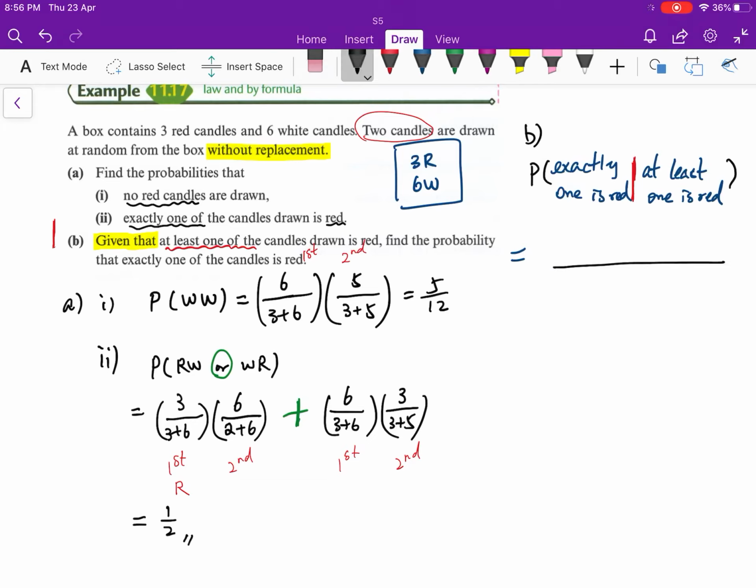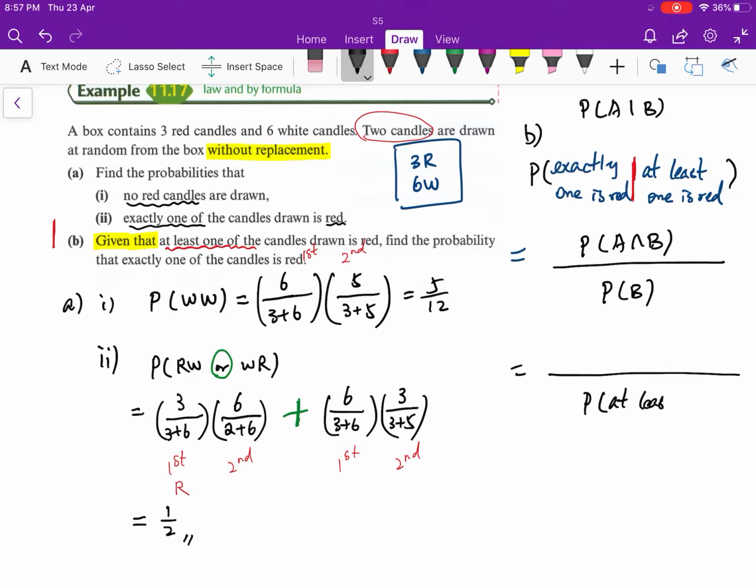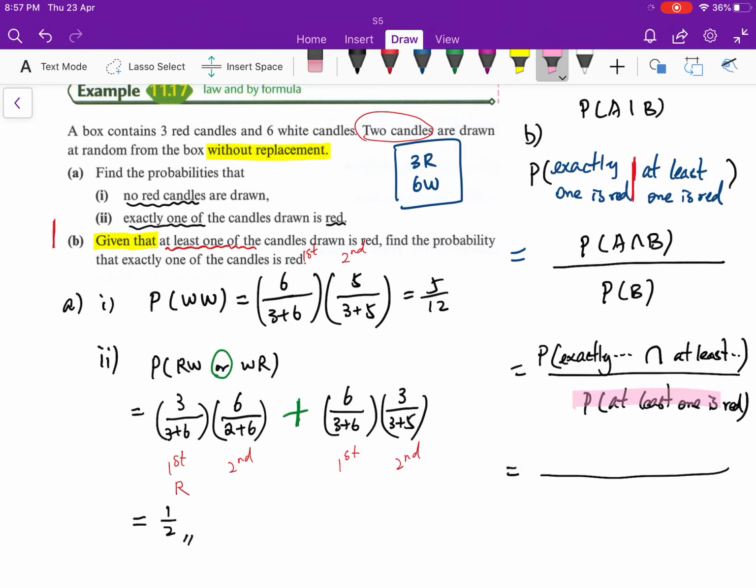So using the formula we just learned, okay? If you want to find the probability of A given that B, what is the formula? The "given that" part will be put at the bottom, okay? The denominator part, then on top will be A and B, okay? Remind you one more time. So in this case it will be the probability of given that, meaning at least one is red, okay? Remember it. At least one is red. Then the numerator part will be exactly one is red and at least one is red, okay? Remember.